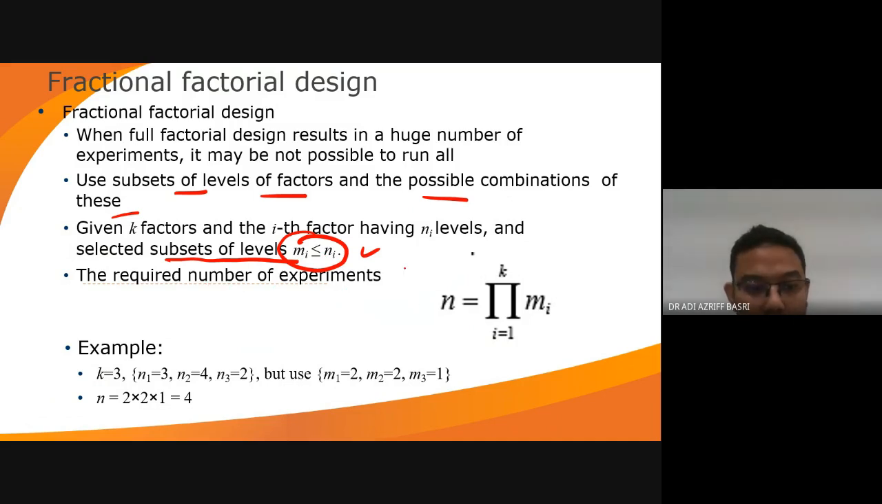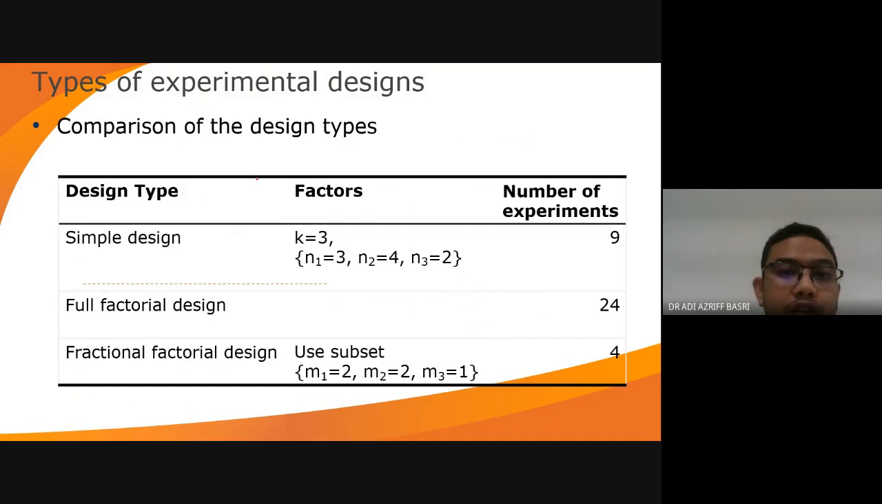Okay. So for example, you have k is 3, n1 is 3, n2 is 4, n3 is 2, but use m, which is lower. So we take m1 as 2, m2 as 2, m3 as 1, so 2 times 2 times 1, so it becomes 4. So you only have 4 experiments to conduct. So this is fractional factorial design. So, the types of experimental design here: first, simple design.